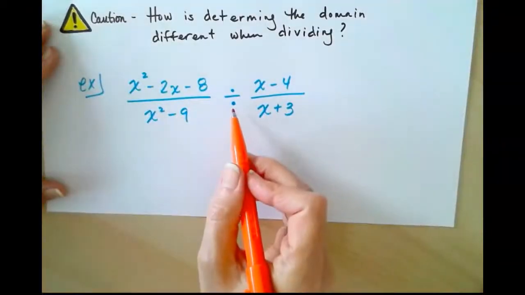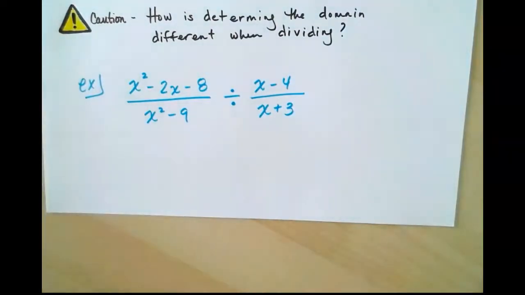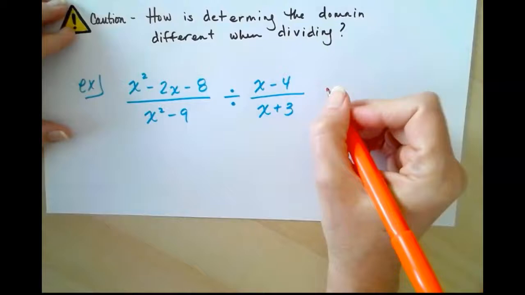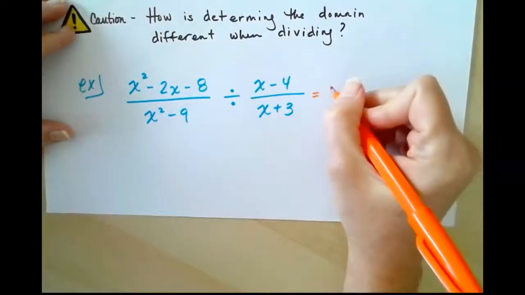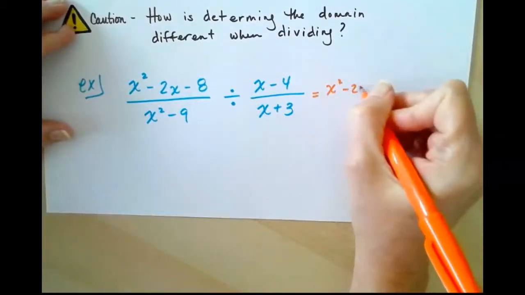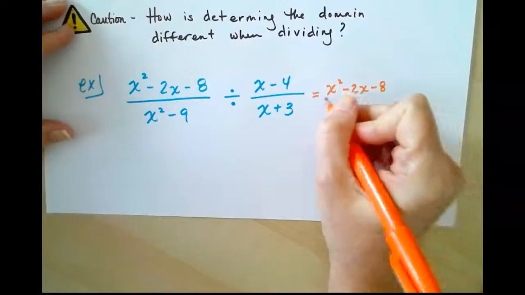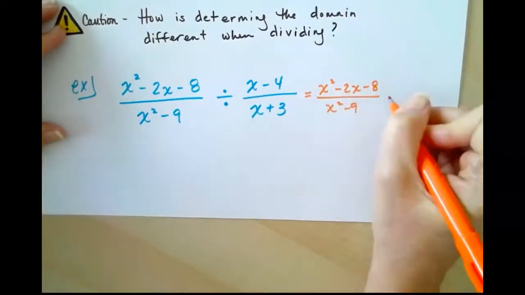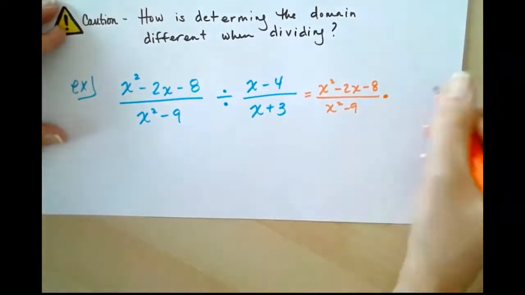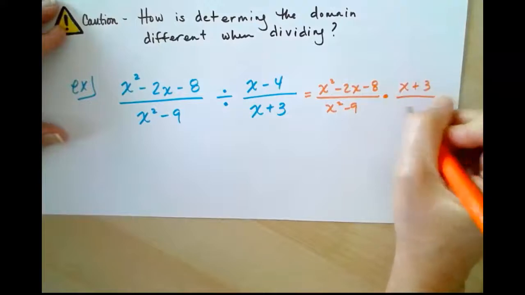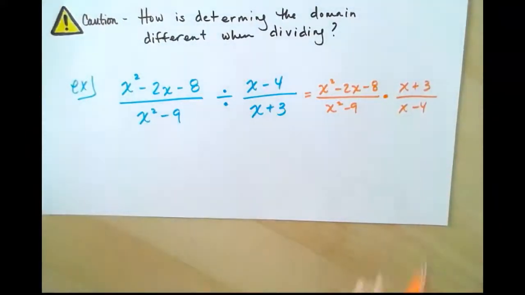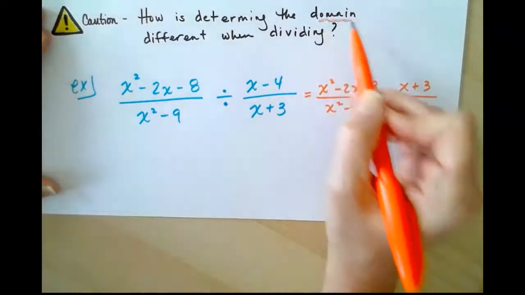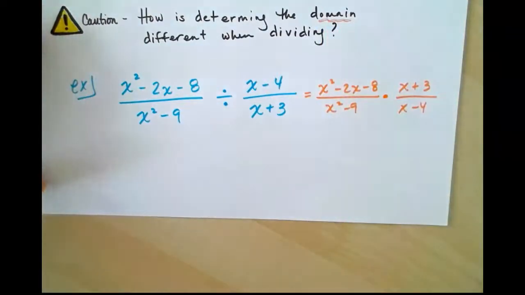First thing I'm going to do is ditch division, because division really doesn't exist. Division is just multiplication by the reciprocal. So this whole thing is going to turn into x squared minus 2x minus 8 over x squared minus 9 times x plus 3 over x minus 4. Multiplication by the reciprocal. But once again, the domain is always relative to the original given problem.